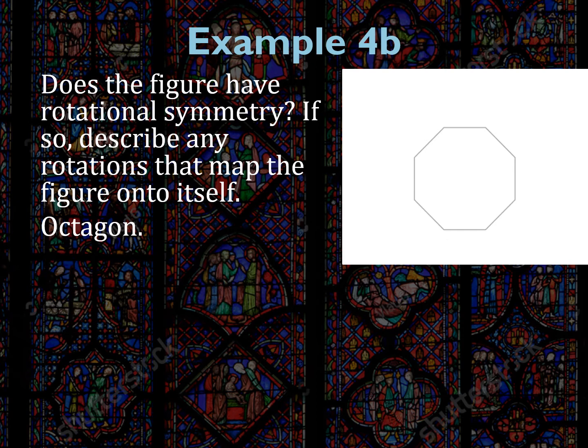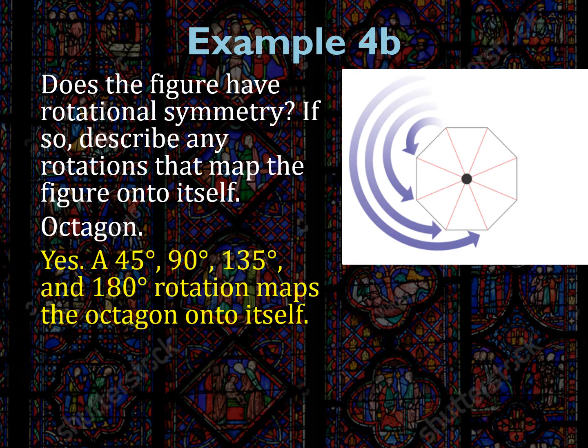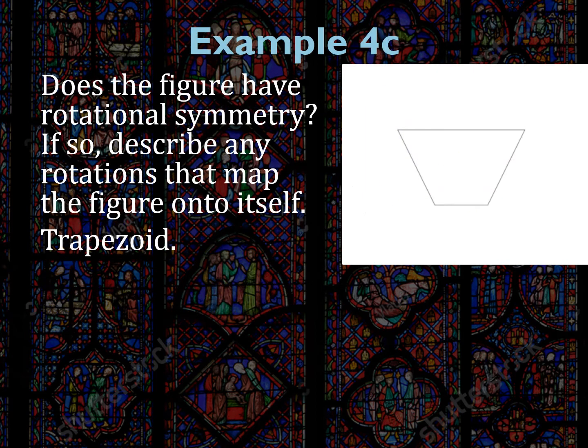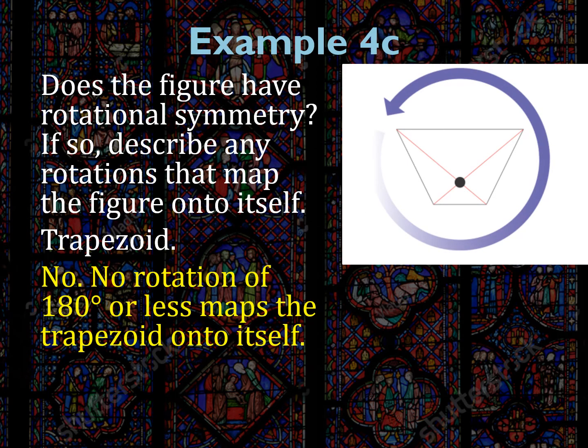4b, we have a regular octagon. Now notice you can spin this and it'll rotate itself 4 times at 45 degrees, 90 degrees, 135 degrees, and 180 degrees. The octagon will map onto itself. Now if you think about it, it could basically be rotated 8 times. It's got 8 different positions where if you rotate it, it would be back to where you started. But again, you only look at rotations up to 180. So of those 8, 4 of those are below or equal to 180 degrees. Finally, 4c, we have a trapezoid. A trapezoid has to go all the way around before it maps onto itself again. So the trapezoid does not have rotational symmetry.